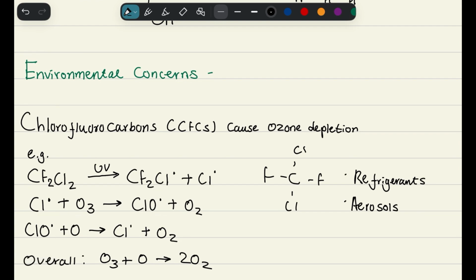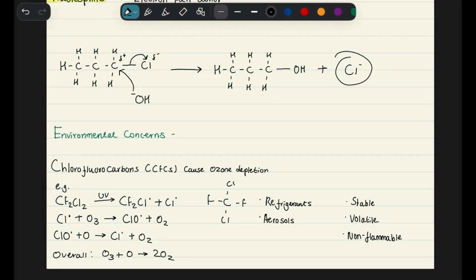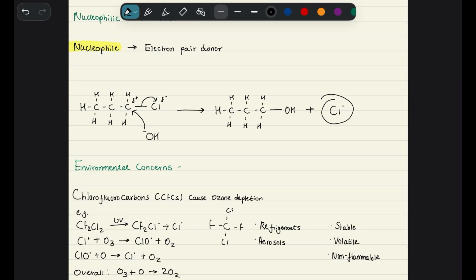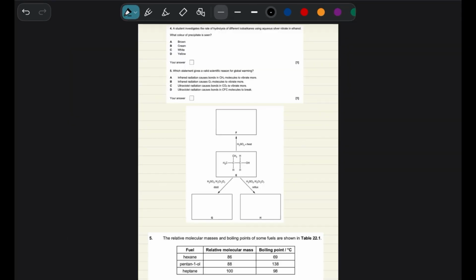Remember, we said carbon-chlorine is weaker than carbon-fluorine. So the chlorine bond breaks, which is why you form a chlorine radical. That radical reacts with the ozone layer, O3. You form another radical and you form oxygen gas. Then this radical that we form is going to react with a single oxygen atom, forming more oxygen gas. The overall equation you can see written there: O3 plus O gives 2O2. That's something you need to know, memorize, and be able to reproduce when it comes up.